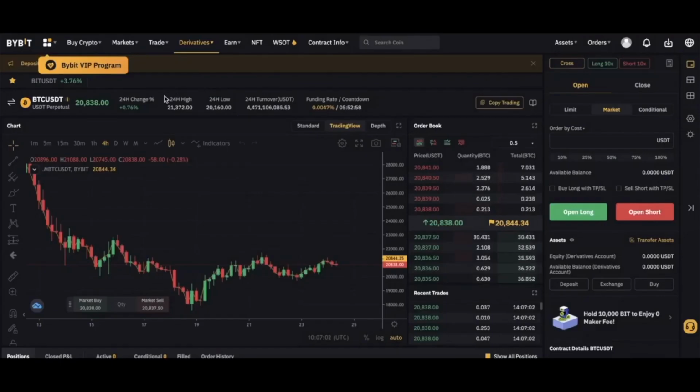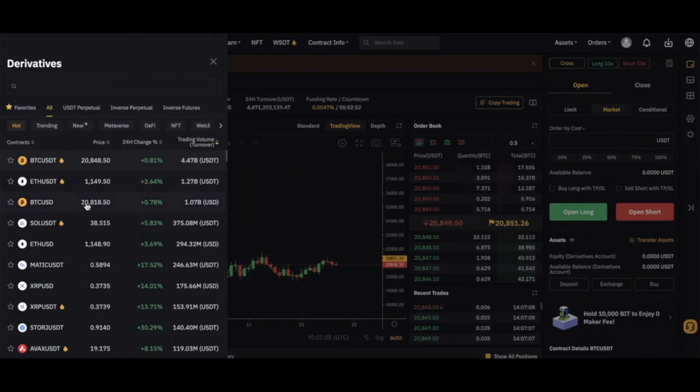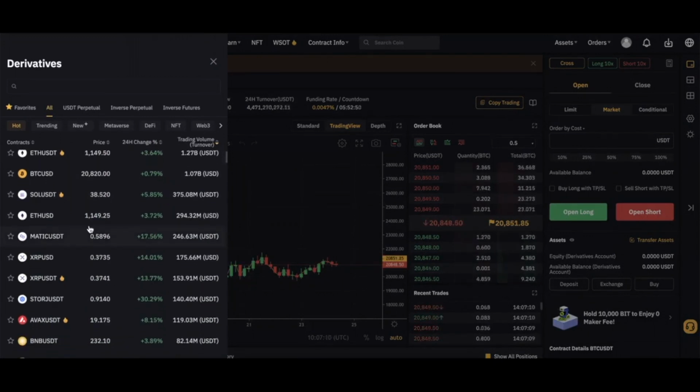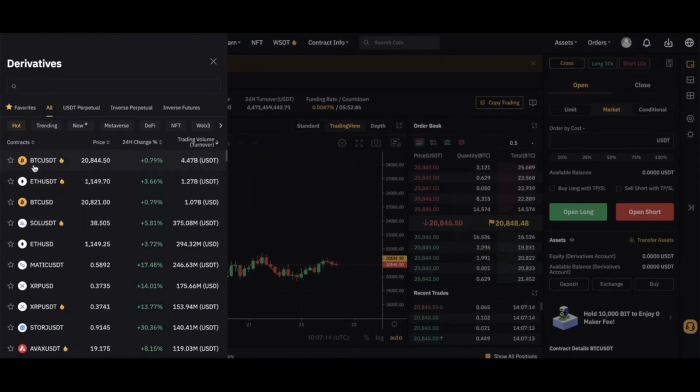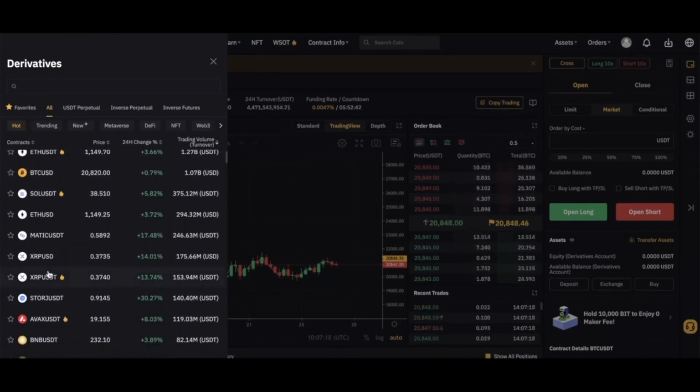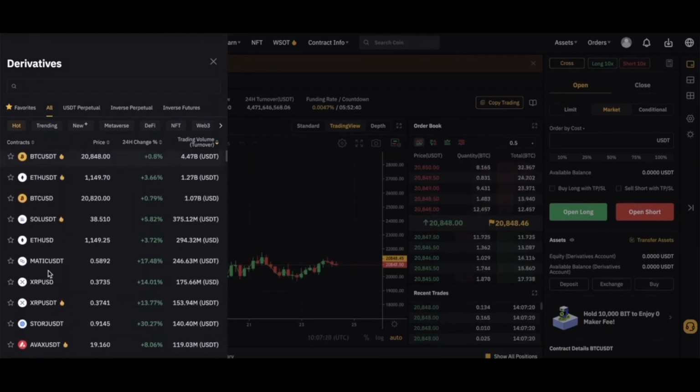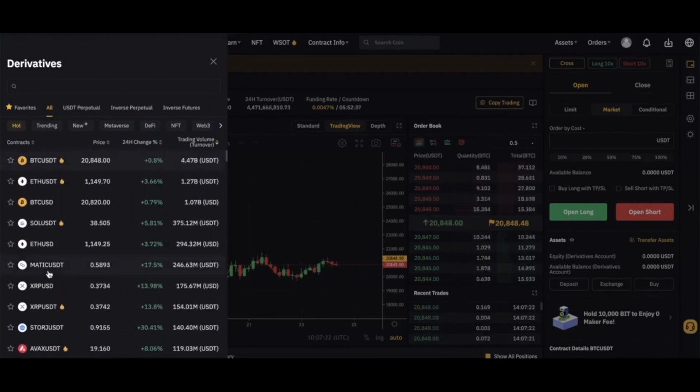Also, when you are here at the trading overview, you can go to the BTC logo. There you can also change to trade with altcoins. So you can see here that you can trade Bitcoin, Ethereum, Solana, Matic, XRP. So you can trade all of the altcoins. You can see here, make it your favorites. You can sort it by price, by the changes, or by the trading volume.